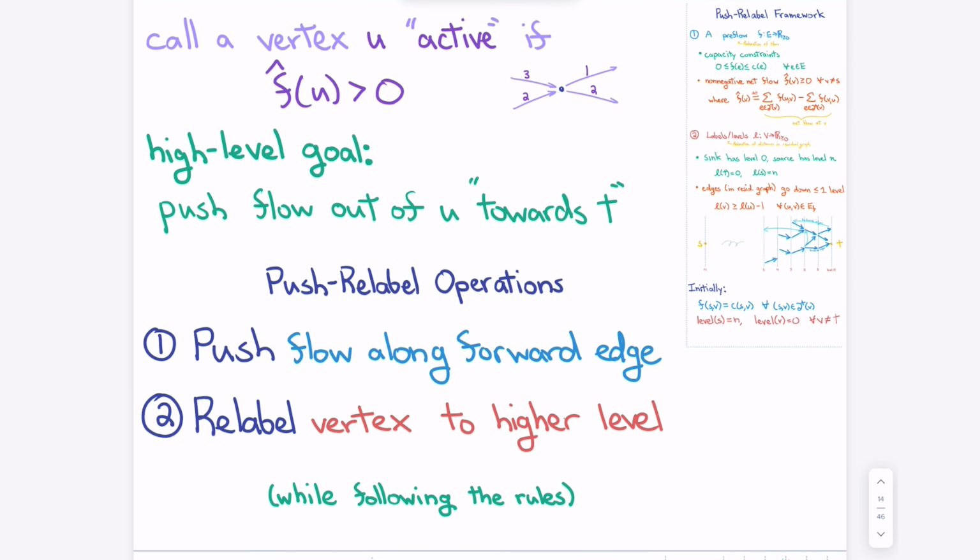So the algorithm is somewhat simple, I think. You find a vertex that has too much flow, and you try to push flow out of it. But you can only push along forward edges. So if you can find an edge that's going forward by one layer, you push as much as you can. And if you can't, then there's no forward edge, so you're actually free to promote yourself by one level.